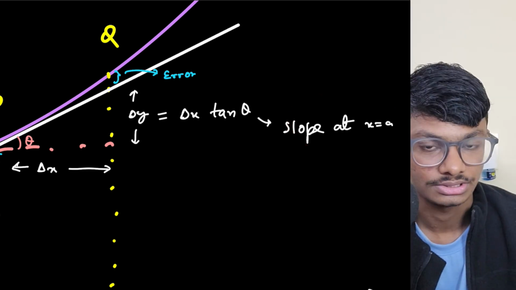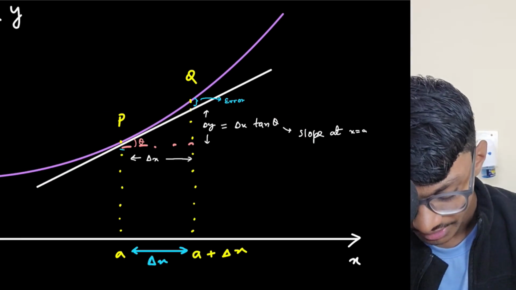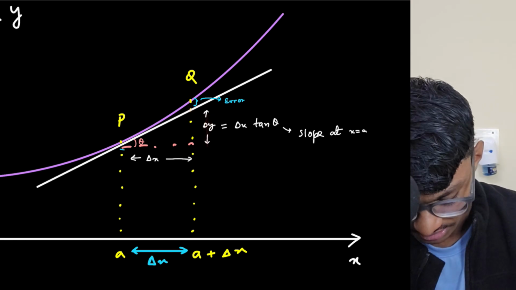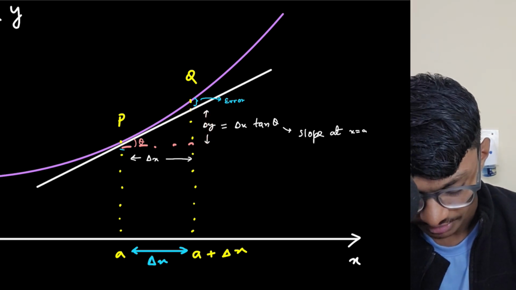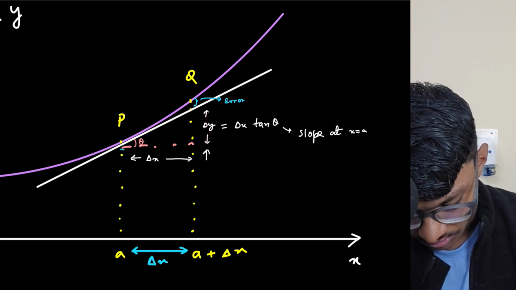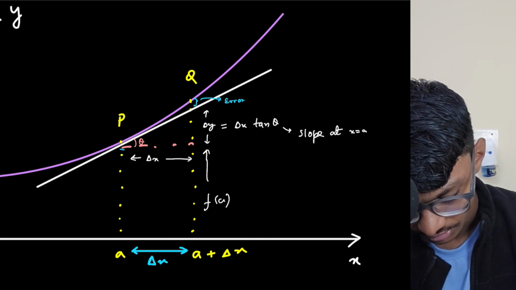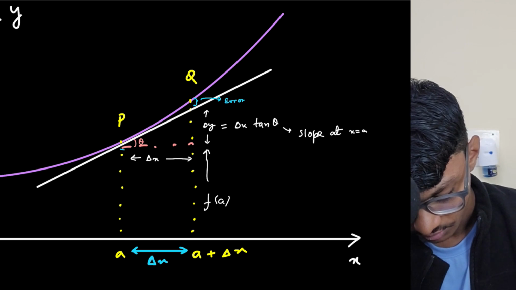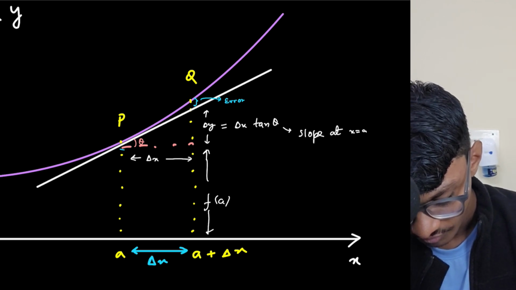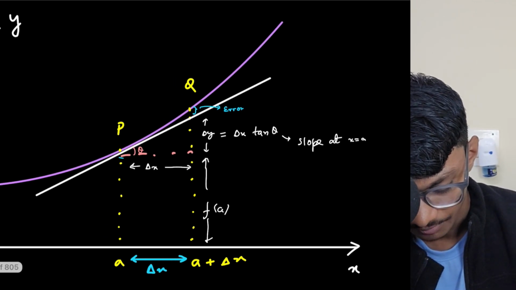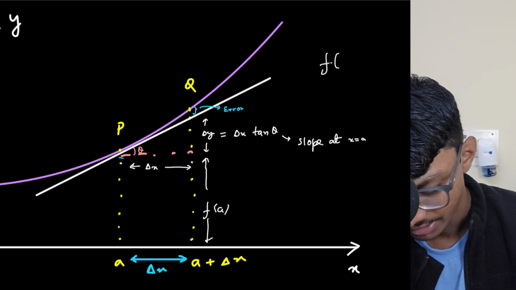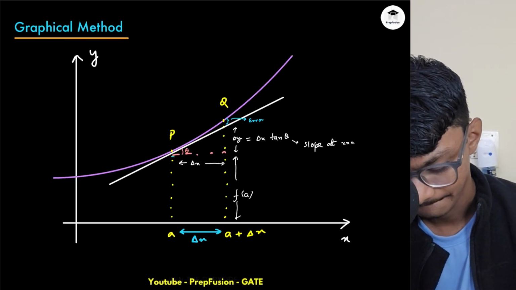Now what is the next point? What is the value at this point? This is just the delta y distance. What is the value? The value is this total distance. What is this total distance? This is f of a. So the value of f of q, the approximation f of q, I can write, just hold on a second.